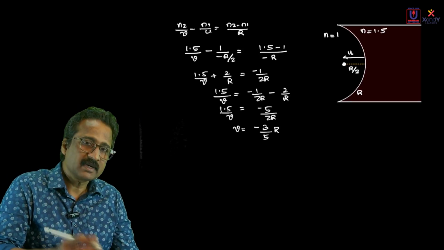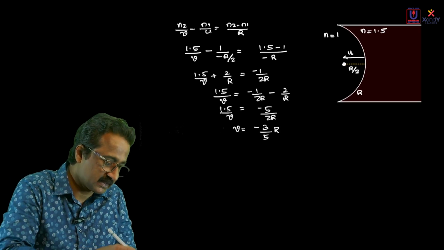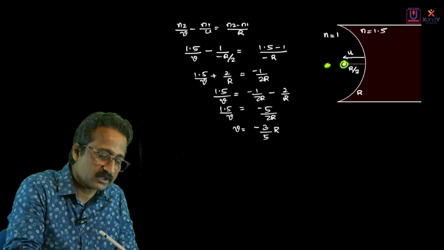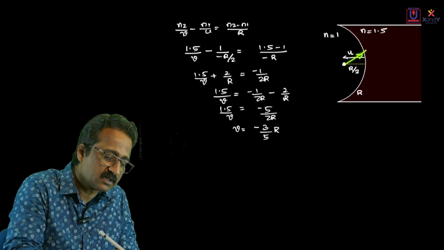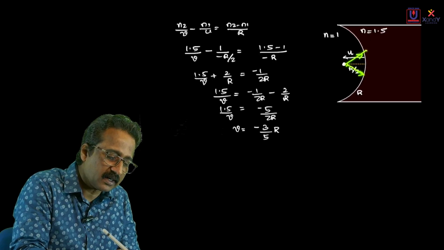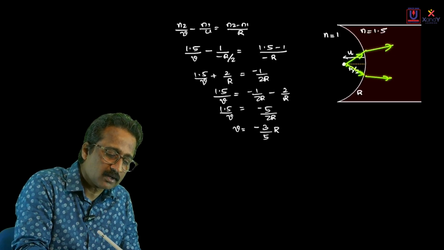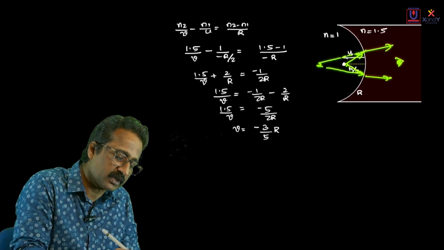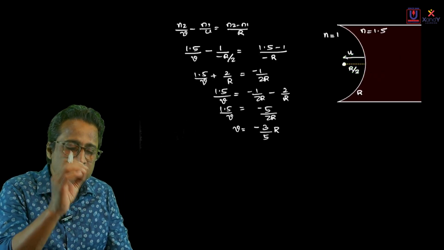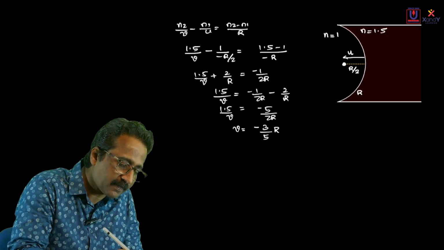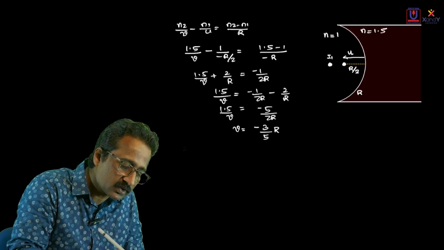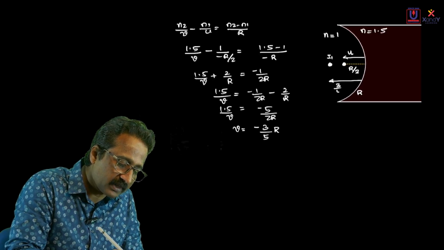So minus 3 by 5R indicates that the image is virtual because you have kept the object here. So the image has to be somewhere here, which is a virtual image. What must have happened is this, maybe this is the way light rays were passing, and after refraction, this is the way they go. Now for an observer sitting here, the image may be seen here. So this is the virtual image. That is the position of the first image. So in my figure, it can be somewhere here. I suppose this is the position I1. So what we got is this distance, obtained as 3 by 5R.